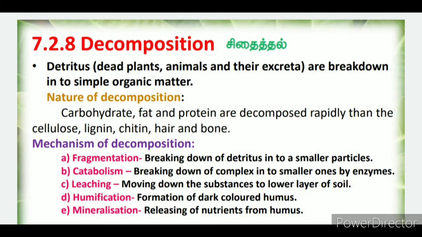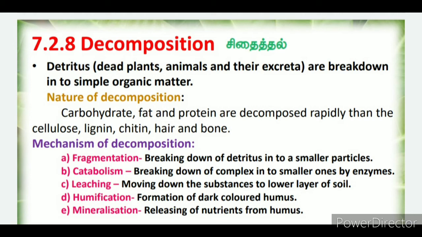Next one is decomposition. Decomposition is a process in which detritus matter such as dead plants, animals and their excreta are broken down into simple organic matter by the decomposers. It is an essential process for recycling and balancing the nutrient pool in an ecosystem. Mechanism of decomposition. Decomposition is a stepwise process of degradation mediated by enzymatic reactions. Detritus acts as a raw material for decomposition. It occurs in many steps.